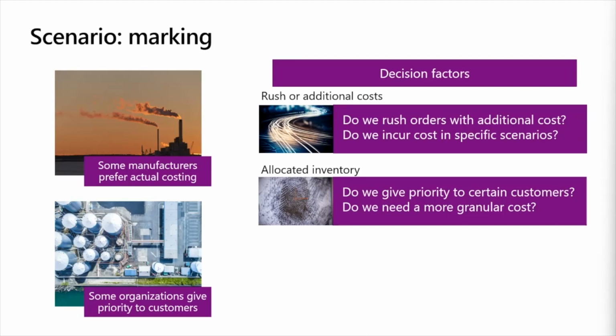Another consideration or example is when you give priority to certain customers. Let's say you allocate the fresher inventory to your best customers so that they have the longest shelf life. If you want to match the costs exactly according to the operations, marking is a great option, but may require a lot of additional overhead to maintain the marking by the order takers.